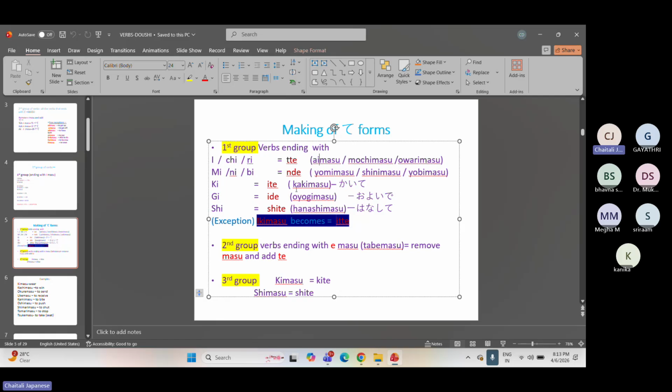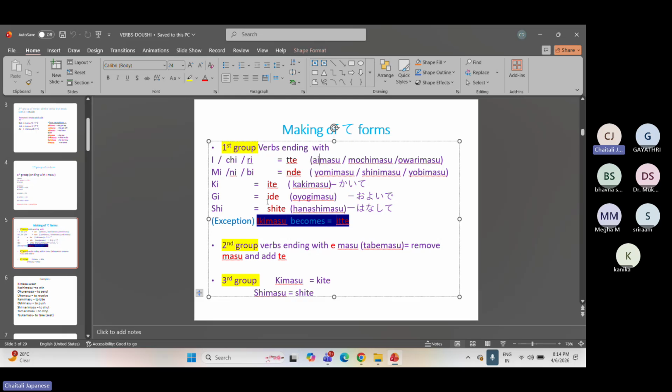Then words like kakimas, where you have a standalone key. You don't have a single character like E, Chi, or Re here. We have key, so this entire key will be replaced with ite, I-T-E, single I, single T-E, ite. So this will be kaite. Kakimas will be changed into kaite.